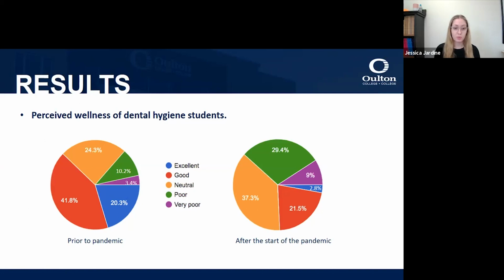So for our results, we begin by seeing what was the perceived wellness before and after the beginning of the pandemic. As you can see from our graphs here, prior to the pandemic, over 60% of students would have described their wellness as very good or good. But then after the pandemic began, it decreased to only around 23% saying that they would describe it as excellent or good. So note here that since the pandemic began, there was a significant drop in wellness overall.